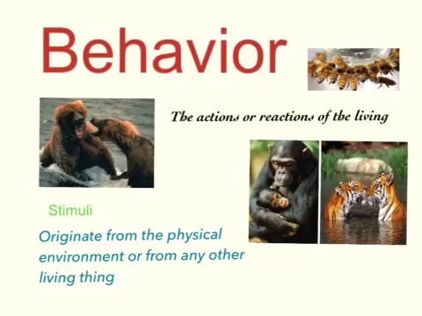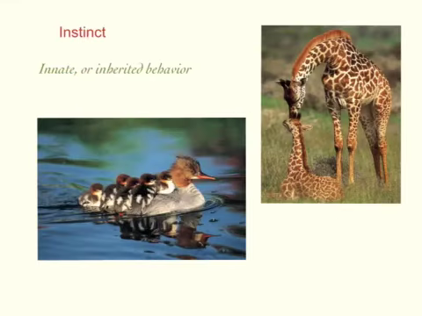Videos about behavior. Behavior is defined as the actions or reactions of a living thing, and behavior usually is instigated by a stimulus, and a stimulus originates from the physical environment or from any other living thing. There are several different types of animal behaviors.